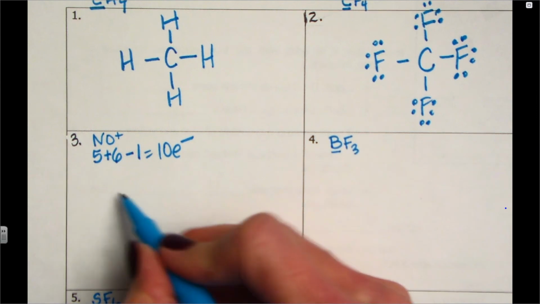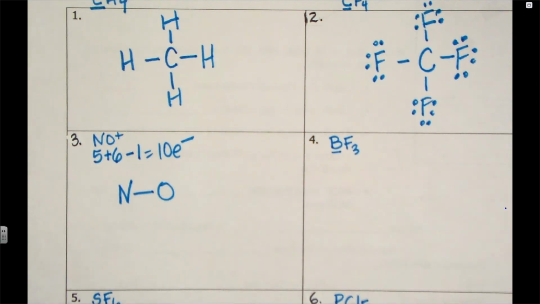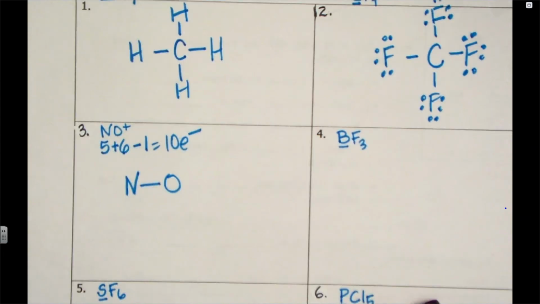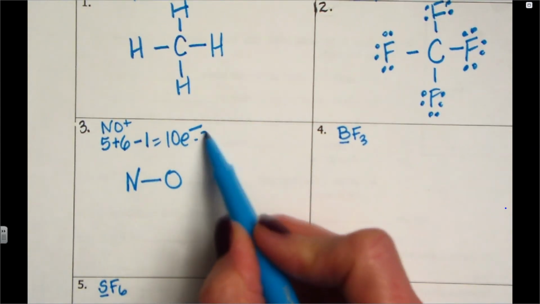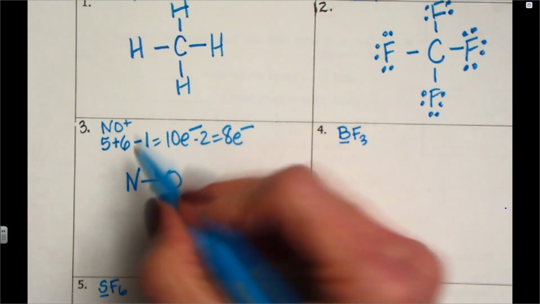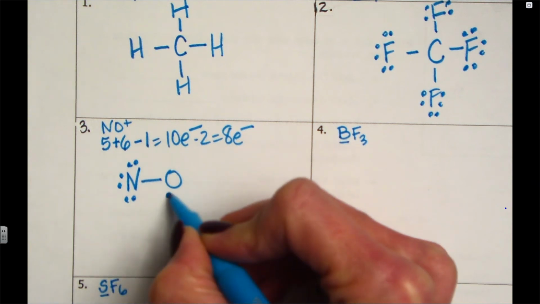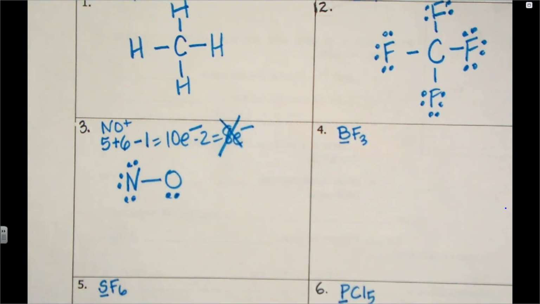All right, so now we're going to connect. We don't have a central atom here, so we're just going to connect the nitrogen to the oxygen in a straight line. All right, we've used 2 electrons, so say -2. That means I have 8 electrons that I still need to use. So let's place those electrons. 2, 4, 6, 8. I've used up all of my electrons.